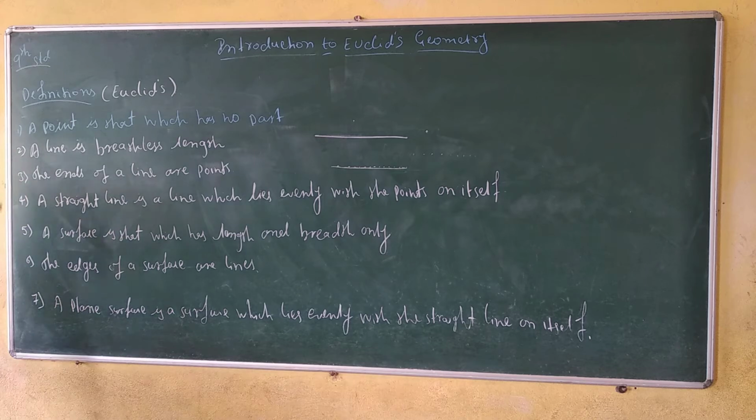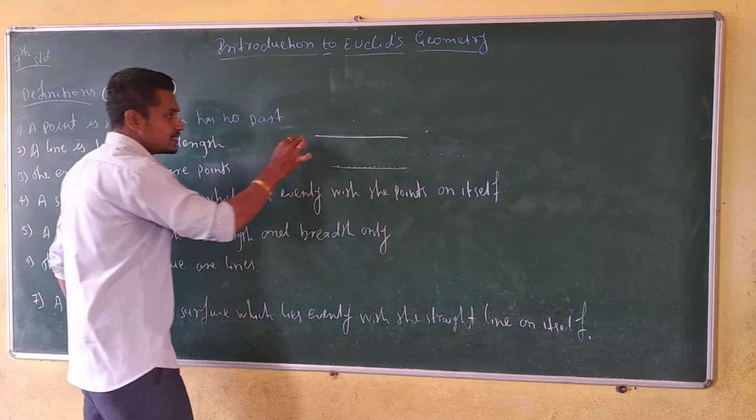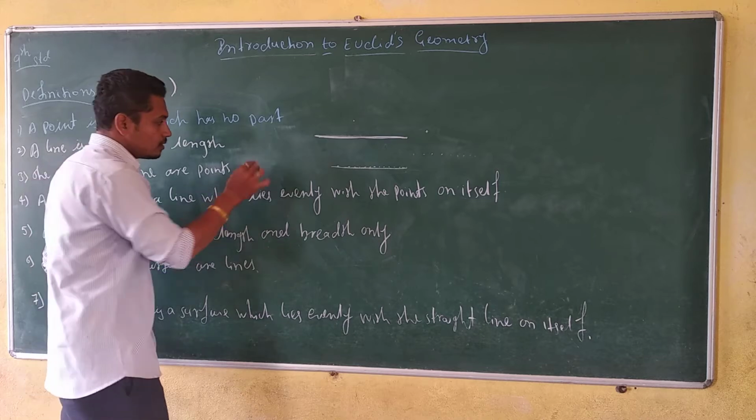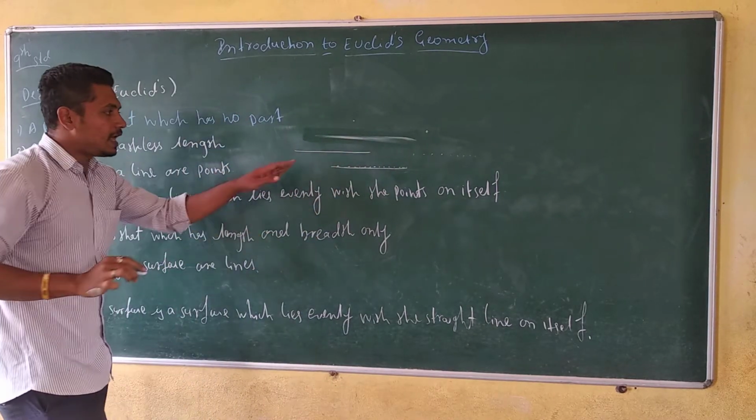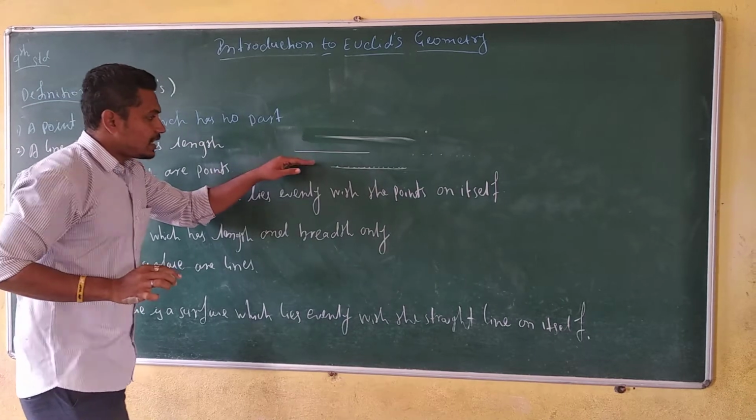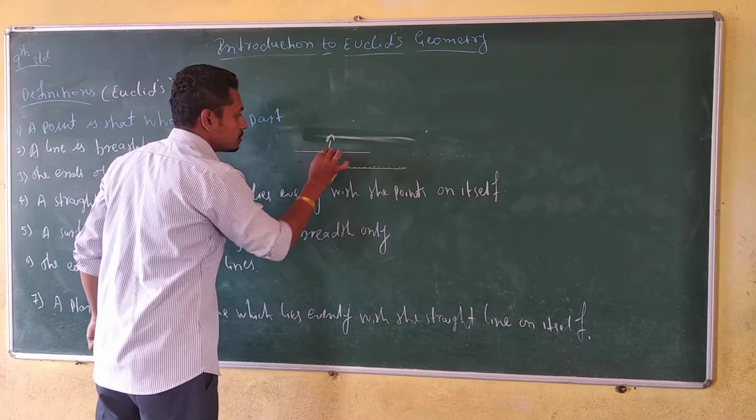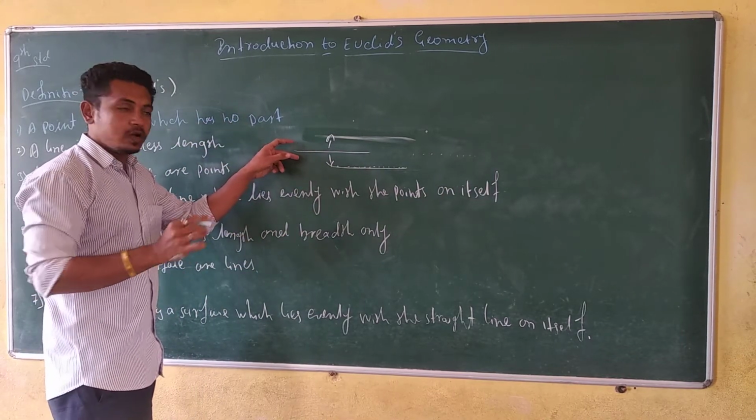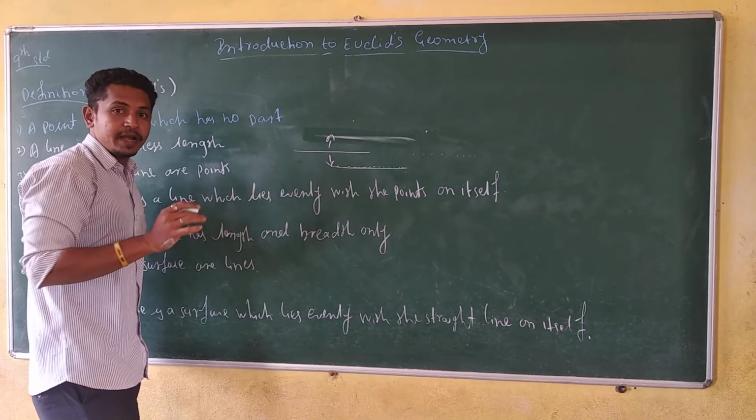Next, second definition: a line is breadthless length. See, this is a line. Take one simple line. This line has length only, no breadth. This line has only length, it does not have any breadth.